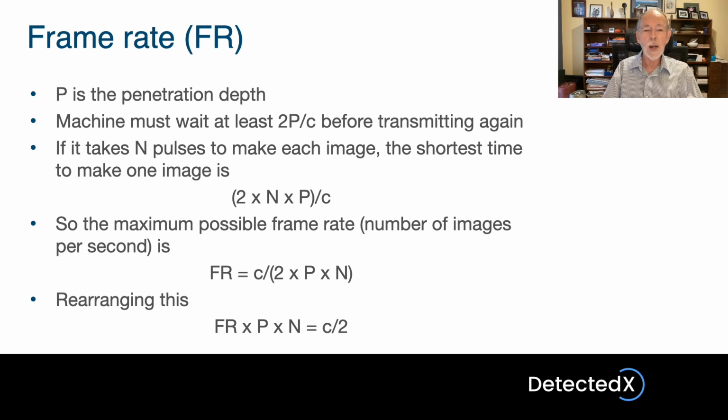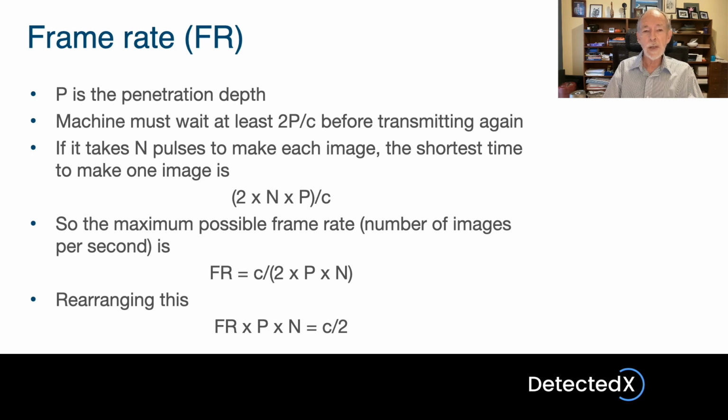The machine, in practice, estimates what the penetration depth is, and it then works out the estimated amount of time between one transmit pulse and the next. So it aims to make as many transmit pulses per second as possible, consistent with the penetration depth that it is estimating.